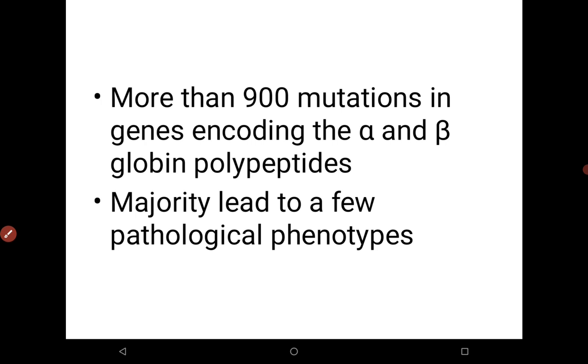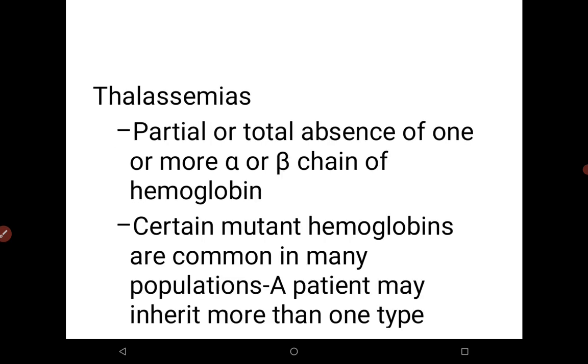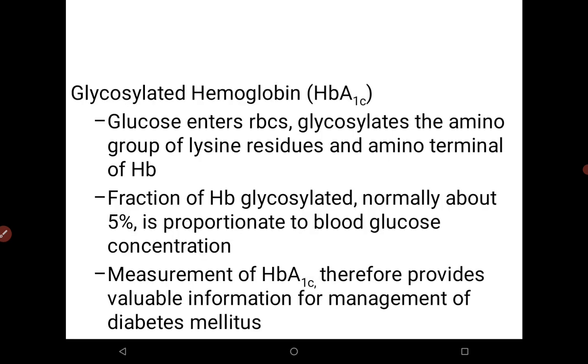Okay, so there are more than 900 mutations in the genes that code for the alpha and beta chains. Okay, these are proteins. Majority lead to a few pathological phenotypes. For example, thalassemia, this is just an absence, either partial or the total absence, of one or more of the alpha or beta chains of the hemoglobin. Okay, so certain mutant hemoglobins are common in many populations. The patient may inherit more than one type.